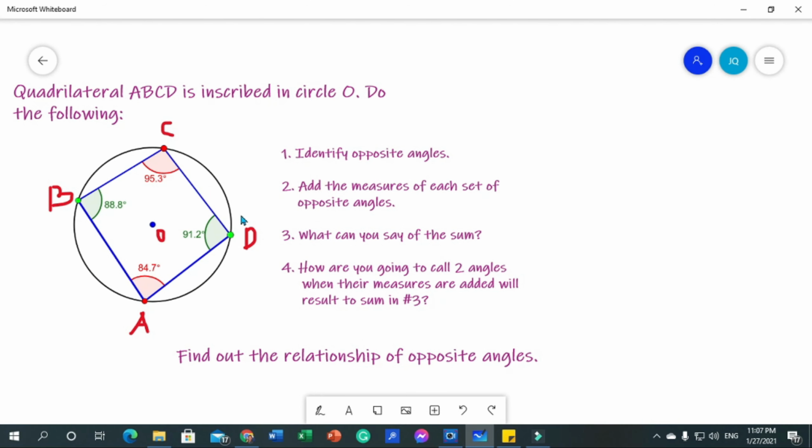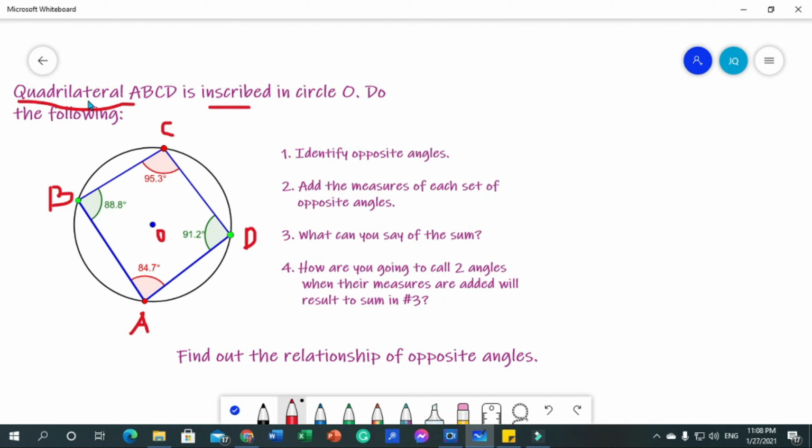Quadrilateral ABCD is inscribed in circle O. Do the following. Hello everyone, welcome to my vlog, and in this video we are going to find out the relationship of opposite angles of a quadrilateral inscribed in a circle. But before that, let us first identify what we mean by quadrilateral, and what we mean by inscribed.